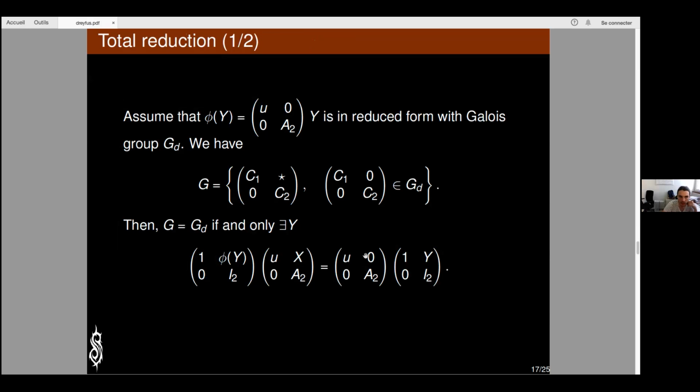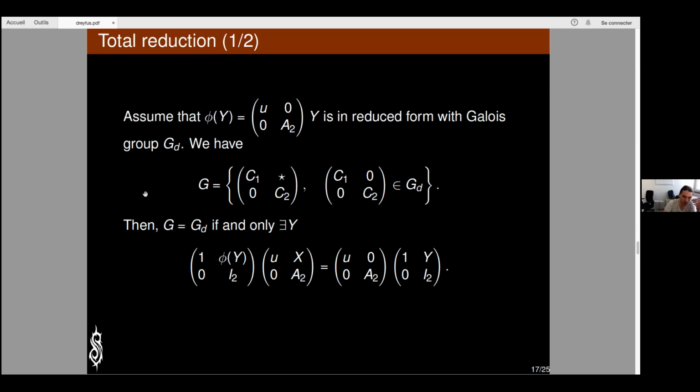And let me specify how it's possible to find the Gauss transformation. Let me assume that the diagonal block system is in reduced form, and let me call GD this Galois group. So G is of this form. It's block diagonal matrices, so C1 and C2 belong to GD, and you have something on the upper right part.